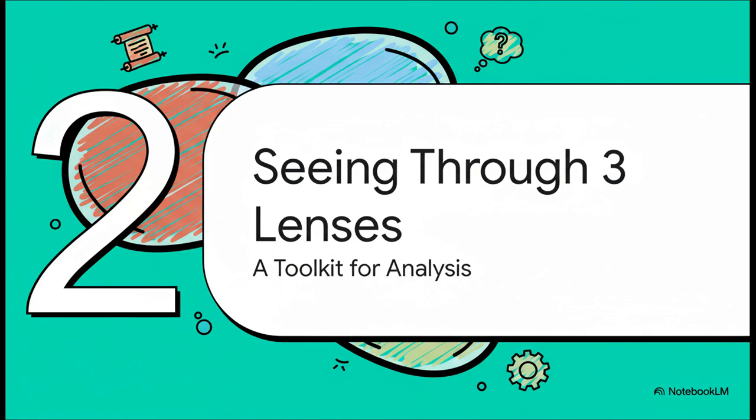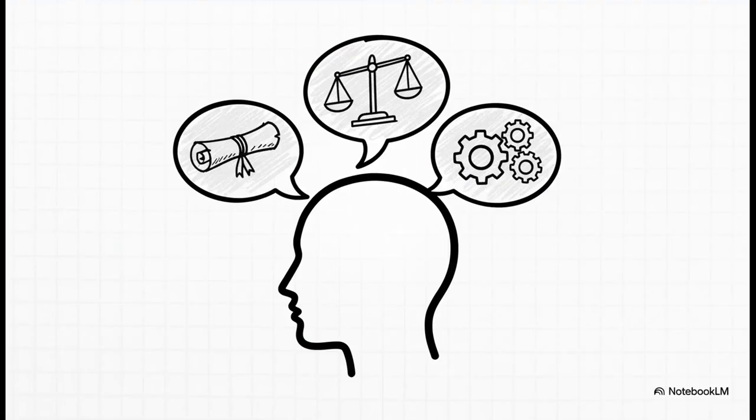All right, this next part, this is the core idea of our whole conversation. The best way, I think, to really get political theory is to imagine it as a toolkit. And in this toolkit, you've got 3 amazing lenses that let you see politics from totally different and totally essential angles.